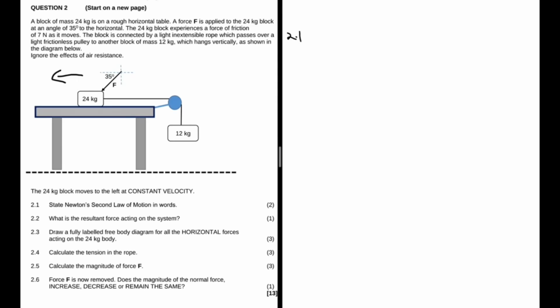And then now 2.1 says state Newton's second law of motion. We know that F net is equal to ma, and if we make a the subject of the formula, we get a is equal to F net divided by m.